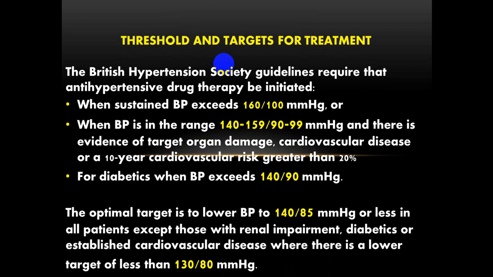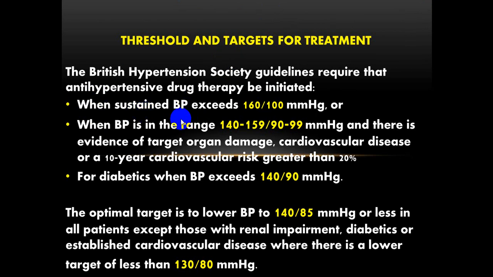So what are our targets for the control of blood pressure? We have a patient with hypertension, whether stage 1 or stage 2 or pre-hypertension. What are our goals? What is our aim for the treatment? What is the target? So the British Hypertension Society guidelines require that antihypertensive drug therapy be initiated when? First, when the sustained blood pressure exceeds 160 over 100 millimeters of mercury. This is the first indication.